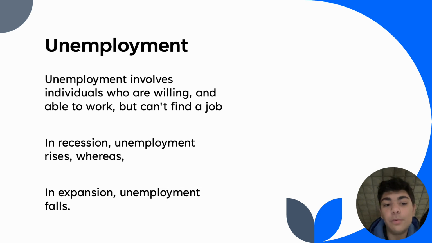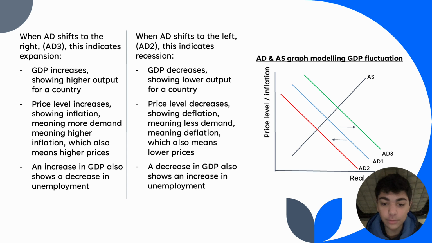Unemployment involves people who want to work but can't find any available jobs. We will explore how unemployment links to the business cycle through recession and expansion. Alright, so now we will show you what these look like on this graph. So we'll look at a shift to the right for aggregated demand and also a shift to the left.